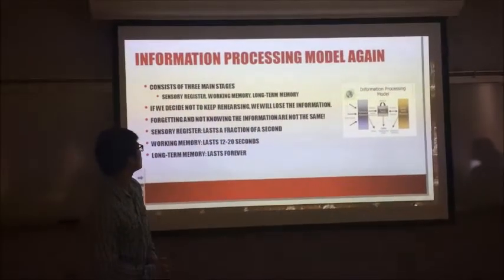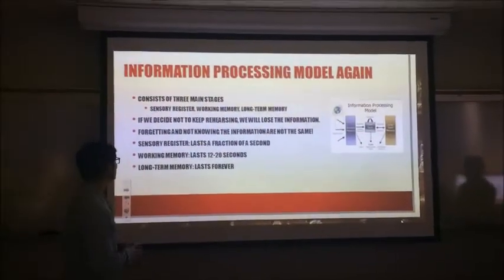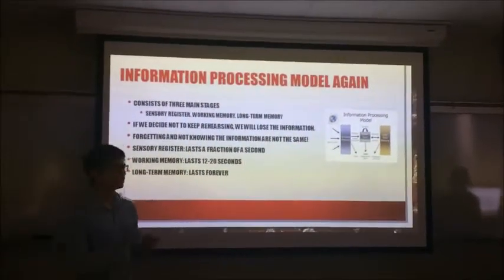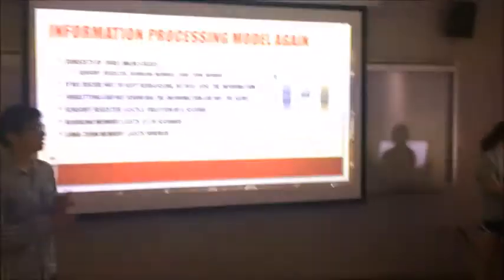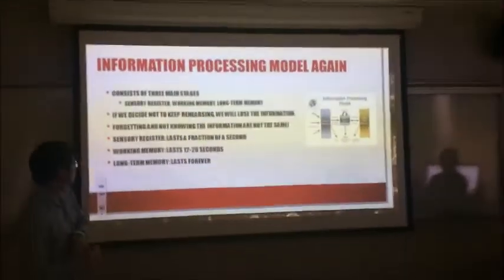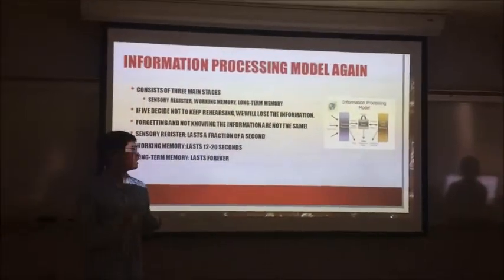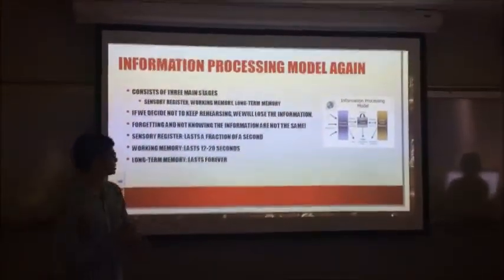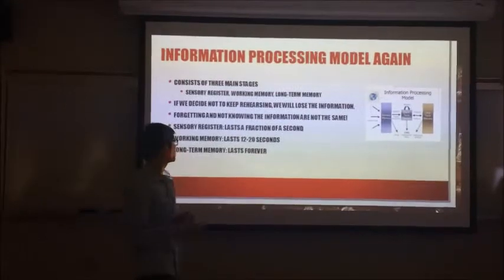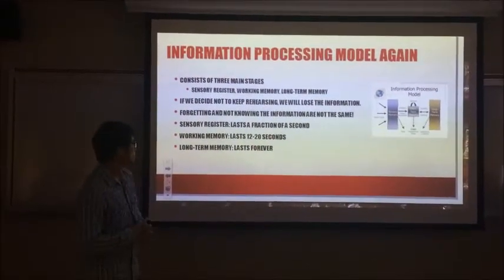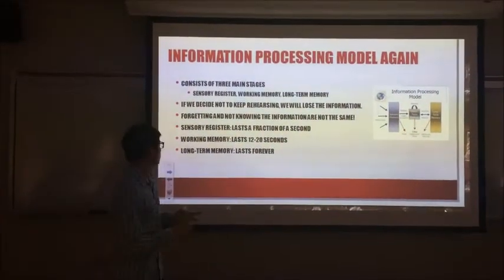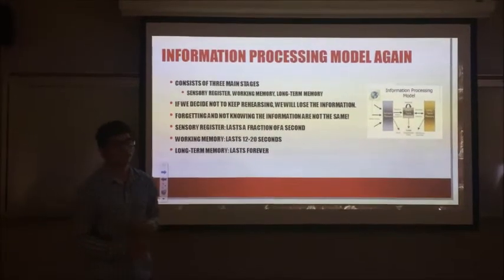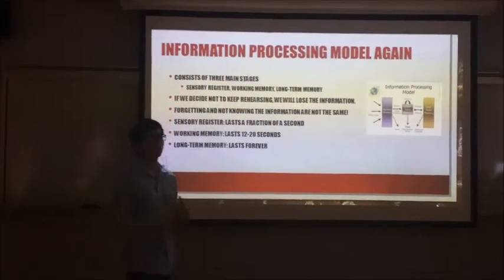So, a quick review about the information processing model. There are 3 main stages: the sensory register, the working memory, and the long-term memory. If we decide not to keep repeating the information, we will actually lose the information. Forgetting it and not knowing the information are not the same; they're actually different. The sensory register lasts for a fraction of a second, working memory lasts 12 to 20 seconds, and long-term memory can last from forever to almost forever.